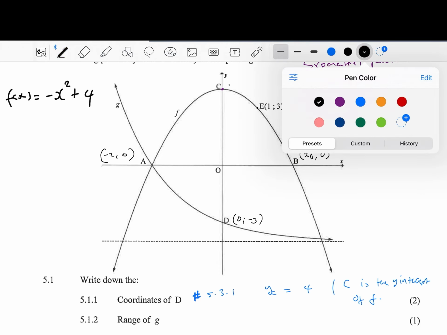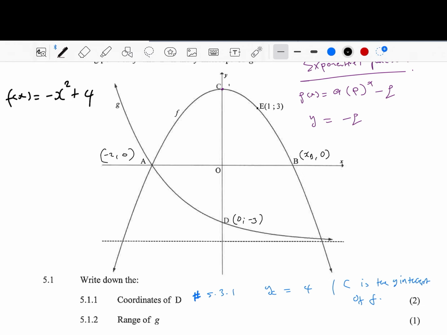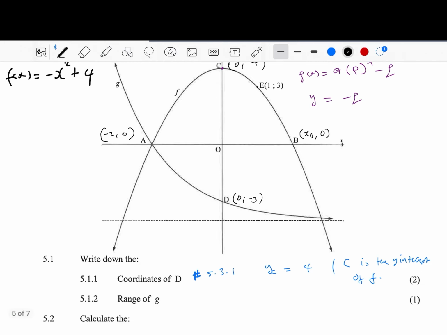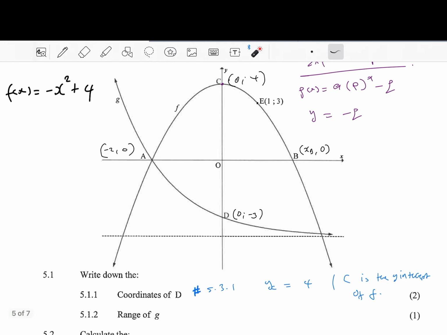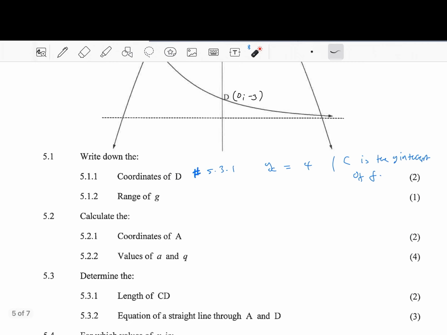Oh, I have it. I have it black here. So I have 0 and 4. Now the distance from 4 to negative 3 is easy. So you have, if I have to write this down myself, 4, 3, 2, 1, 0, negative 1, negative 2, and negative 3.